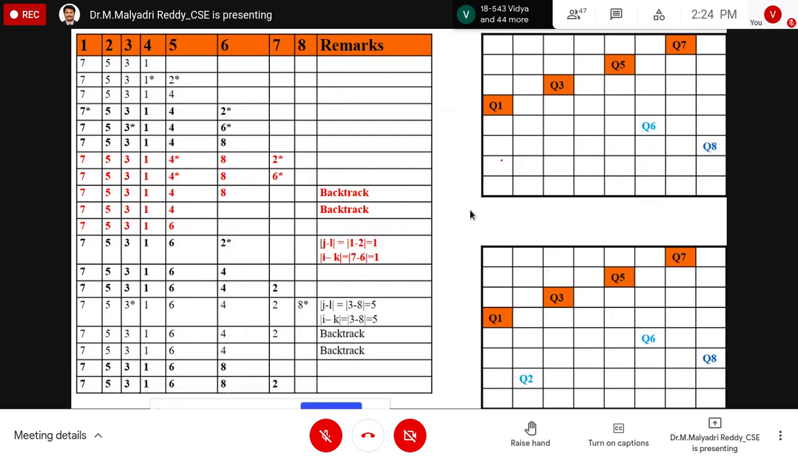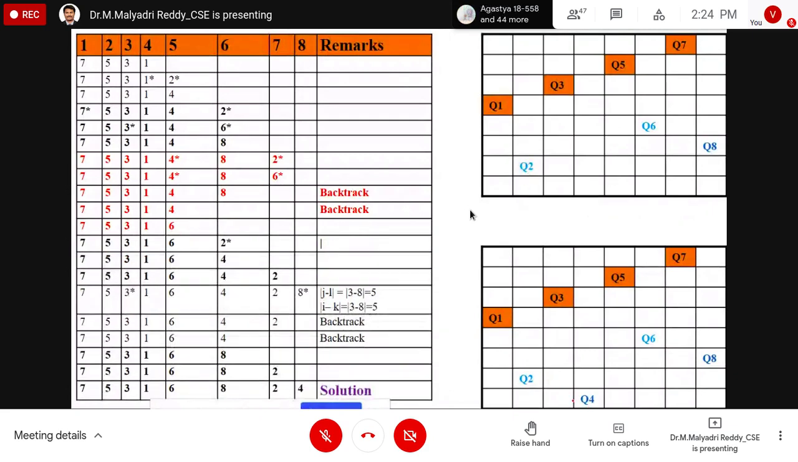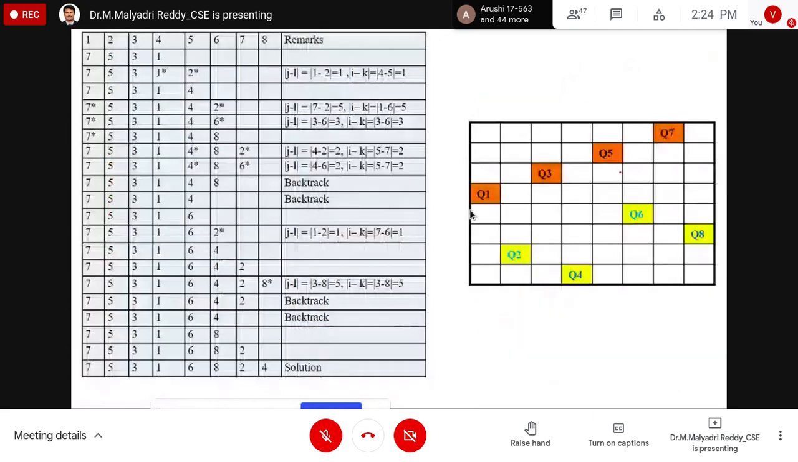From this, I can place only two queens, that is 2 and 4. From this I have to check whether it is feasible or not for the Q2. So it is feasible. There is no conflict with respect to Q2. After that I have to place Q4. Then I will get the complete solution of the given partial problem.